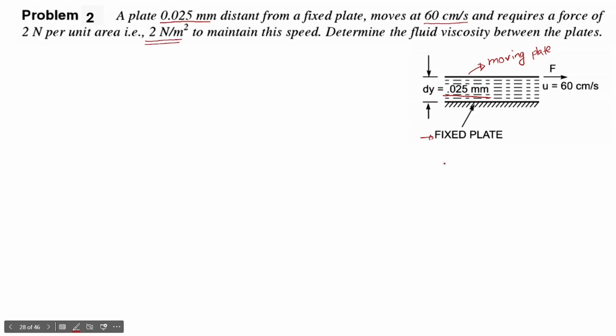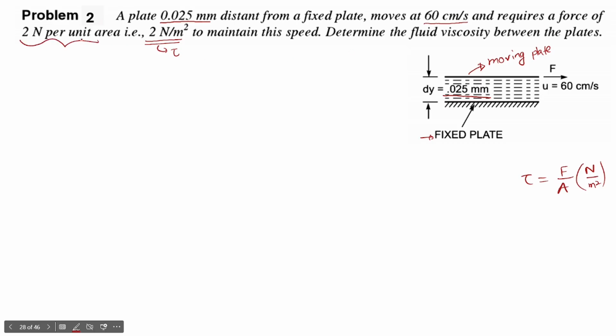As you know, Newton per meter square is the unit of stress, right? So tau is F by A. F is force and A is meter square, so this is the unit of tau. So actually, indirectly, you are given the value of tau here. This is nothing but your tau. So it requires a force of 2 Newton per unit area.